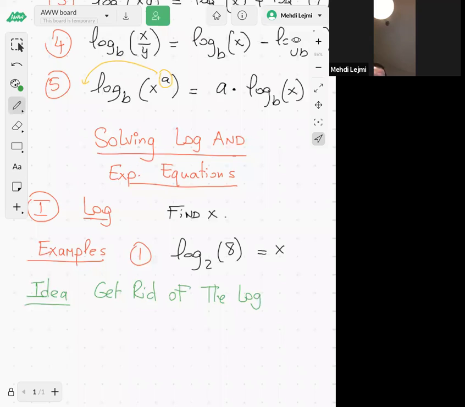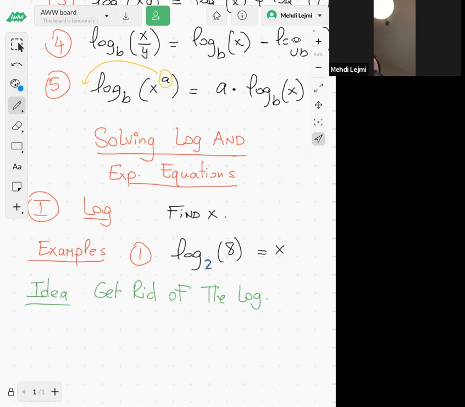Of the log, right? So you have some equation with the log. I mean, the log really looks ugly, right? So you want to get rid of the log. And the way to get rid of the log is to use the exponential, because exponential and log are inverse of each other. So when you apply the exponential, the log and the exponential cancel out.